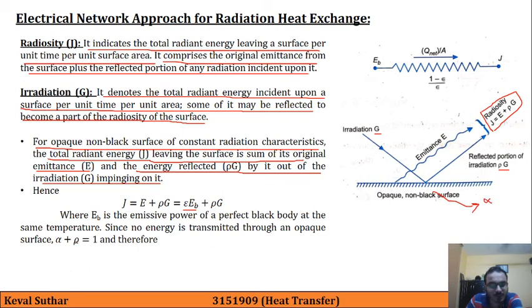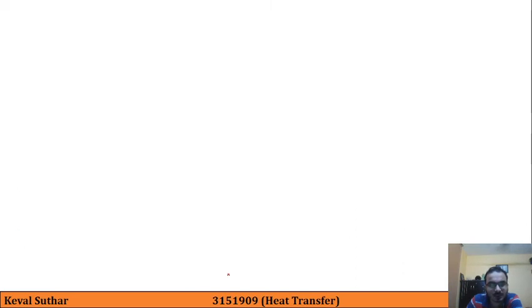So transmissivity will be 0 and alpha plus rho can be written as 1. So we can write that instead of rho we have written 1 minus alpha, and based on Kirchhoff's law we can replace alpha with emissivity epsilon. So we have obtained the value of irradiation G, which is given by J minus epsilon EB upon 1 minus epsilon. It is quite easy, simple mathematics, you can do this by yourself.